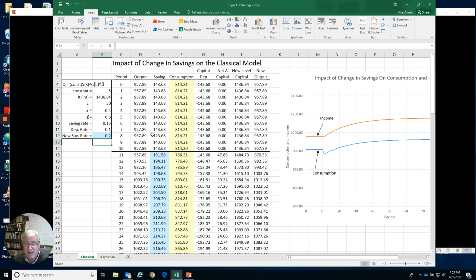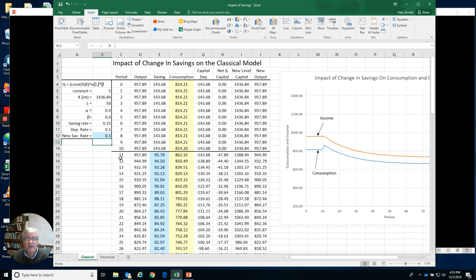Now let's go the other way. Suppose people save less. So instead of the saving rate being 0.15, let's let it be 0.10. In this case, look and see what happens. If you save less, then you can't maintain your capital stock. Depreciation is outstripping investment. Capital stock falls and output falls. Consumption goes up initially because you're saving less. There's more money to consume, but the pie is shrinking. So in the end, it's polar opposites. In the Keynesian model, saving is a bad thing. In the classical model, saving is a good thing.